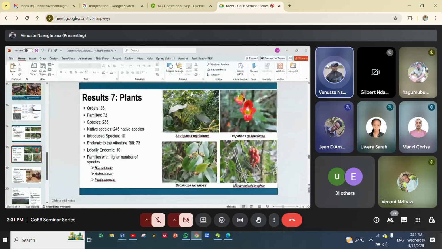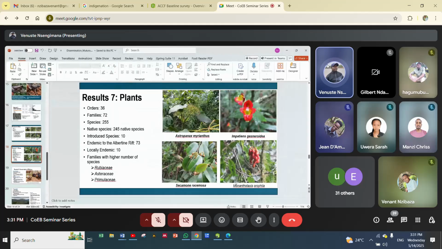We have also sampled and identified the plant species. We have found 255 species, where 245 are native, 10 of them were introduced, and 73 were endemic to the Albertine Rift. 10 were locally endemic, and a higher number of species were found under 3 families, the families Rubiaceae, Asteraceae, and Apocynaceae.